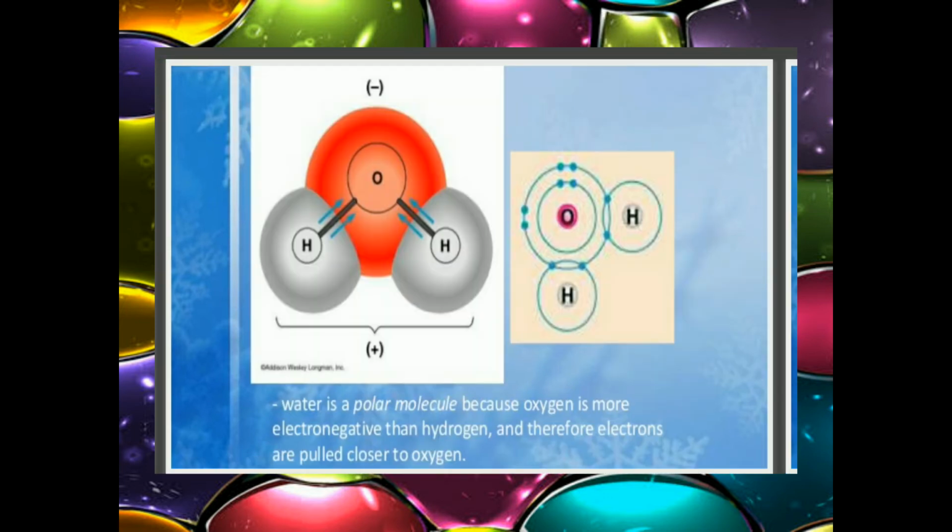Okay, this is the pictorial representation of the water molecule. In the water molecule, oxygen is a highly electronegative atom. So hydrogen donates its electron, not donate, shares its electron with the oxygen atom, and it will make a covalent bond.